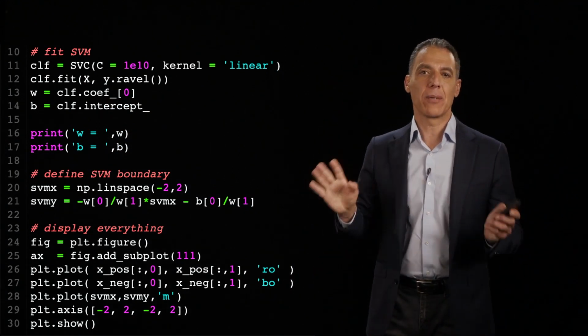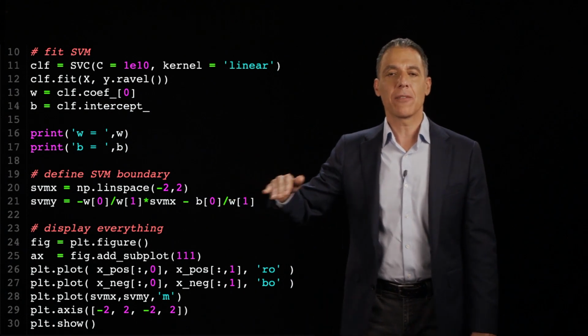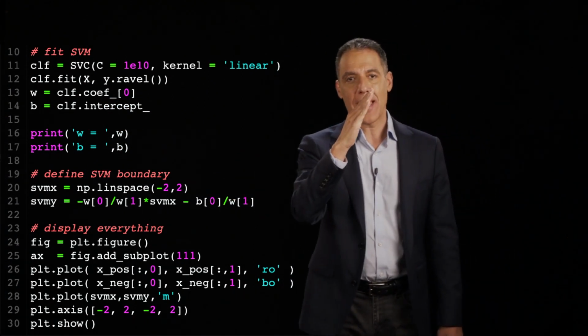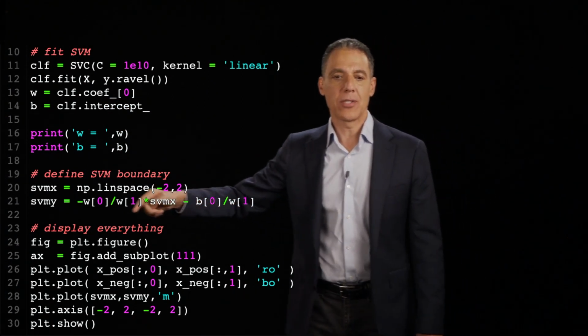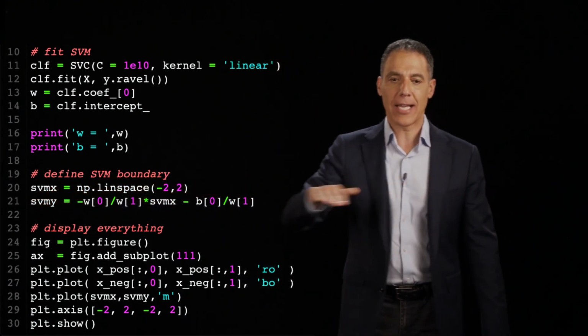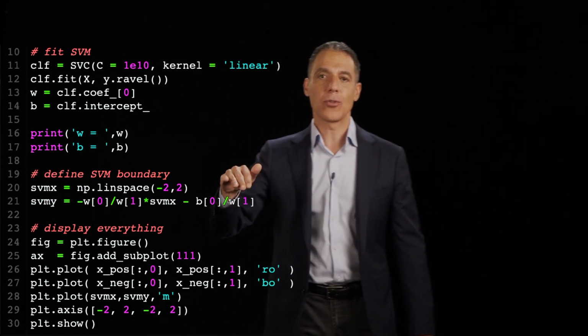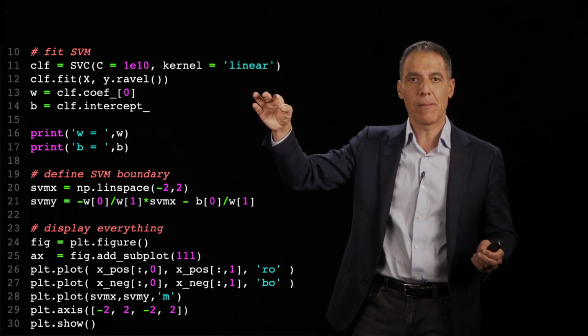And now I just want to be able to visualize everything. So this was the classifier up here. I'm going to define the boundary because I want to look at that boundary. And the way I'm going to do that is I'm going to enumerate all possible x values and then evaluate what the line is for all those x values so I can simply plot them.